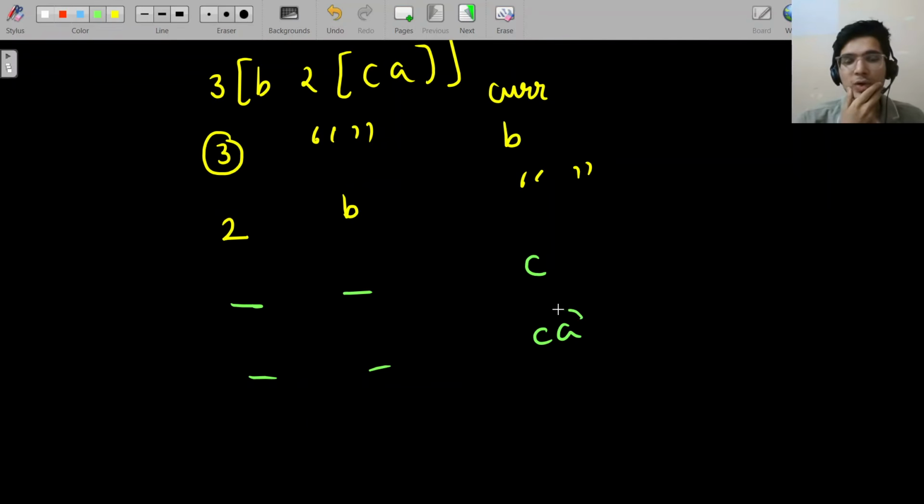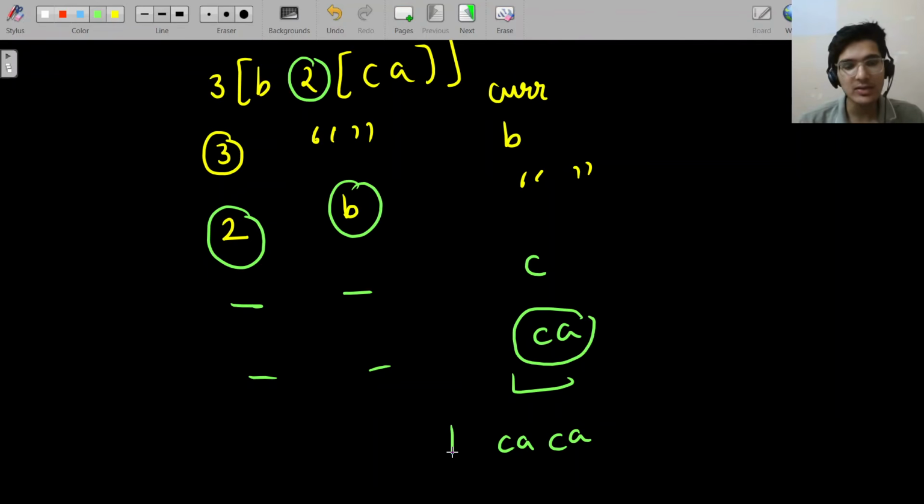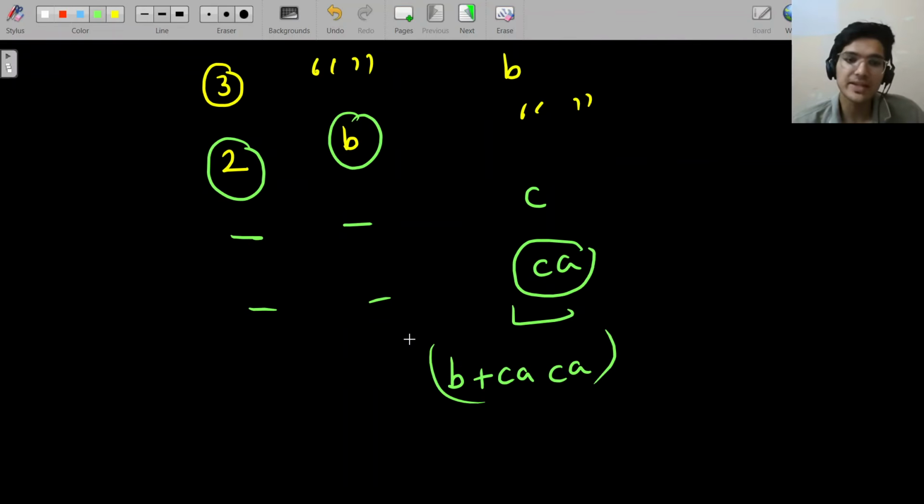Now, you have a current string, and then what do you have to do? Firstly, replicate the current string the number of times of the last integer you inputted, which is 2. So you get c a c a. Now, is it enough? No. Why? Because we have to add the previous string that we had inputted, which is b. That also has to be added first, and that's very important. I hope you're understanding. Because this is the previous string. Right, this has been done.